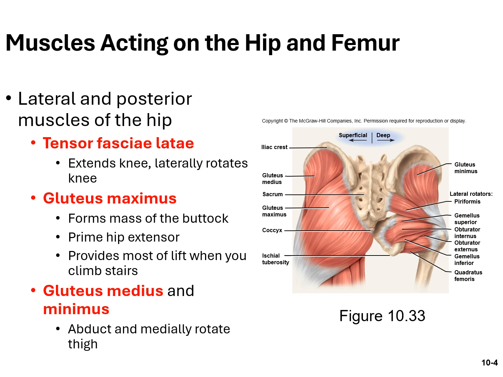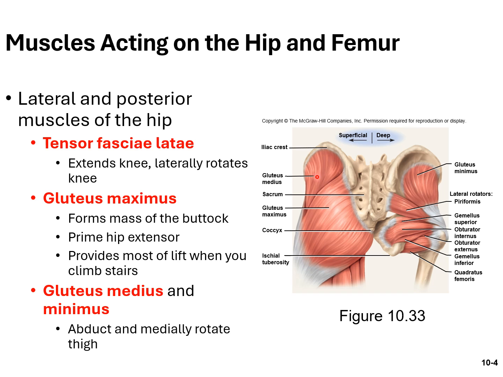Now we have some in red. The tensor fascia lata is going to extend the knee laterally and rotates the knee. More importantly, it's going to tense the iliotibial band. The gluteus maximus, you've all heard of that. It's the big one right back here. This forms the mass of the buttocks, the prime hip extensor, and provides most of the lift when you climb the stairs. It's going to be the gluteus maximus.